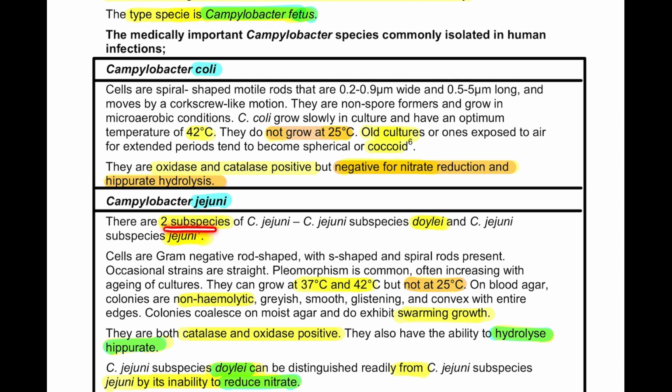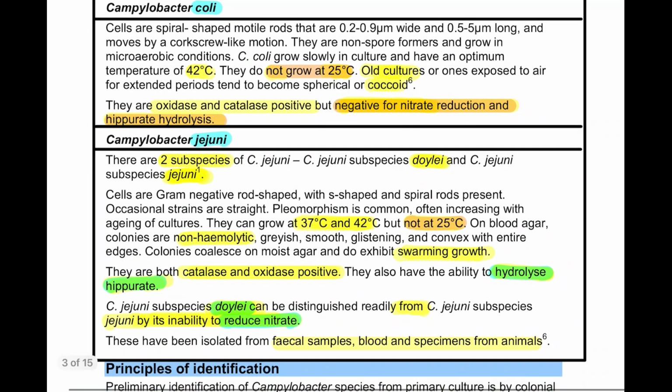Now jejuni also has two subspecies: one is doylei and another is jejuni. How we can differentiate them is that doylei is nitrate reduction test positive. So it can reduce nitrate, while jejuni cannot.